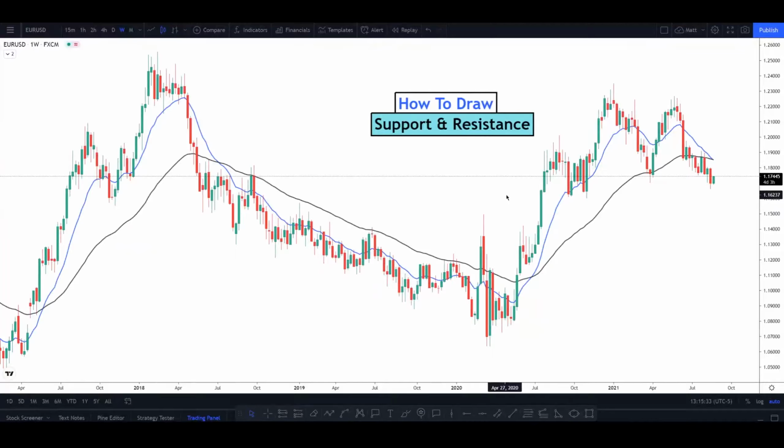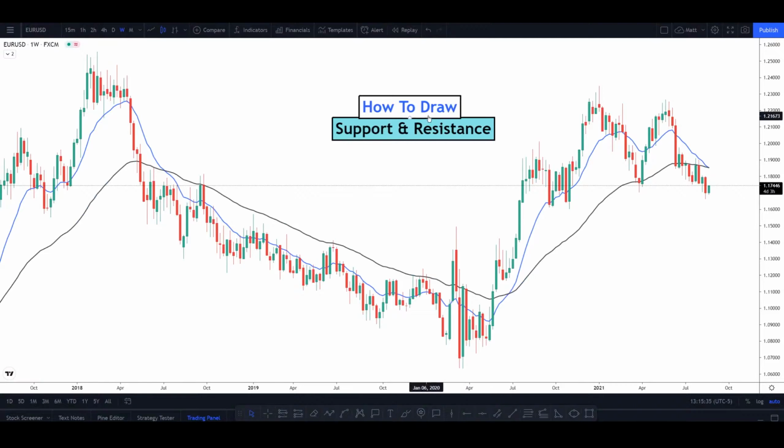What's up guys? So in this video I'll be going over how to draw support and resistance. So this will be an in-depth technical tutorial. I'll be answering questions such as what's the difference between support and resistance and what makes a good support and resistance level, and I'll give some examples.